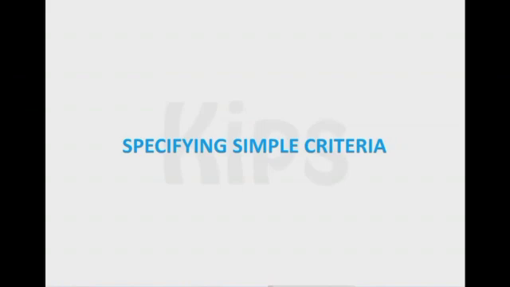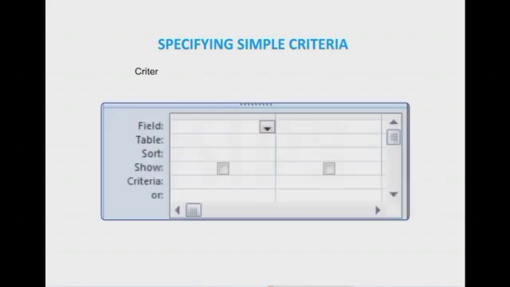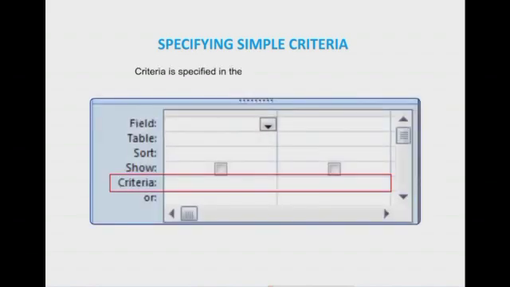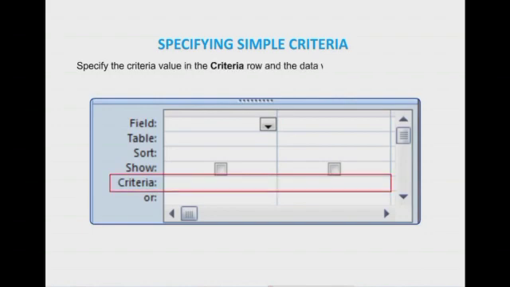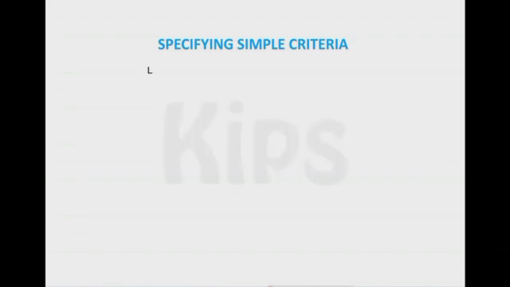Specifying the simple criteria. Criteria is specified in the criteria row of the design grid. Specify the criteria value in the criteria row and the data will be filtered accordingly in the query output. Let's understand it with the help of a given example.